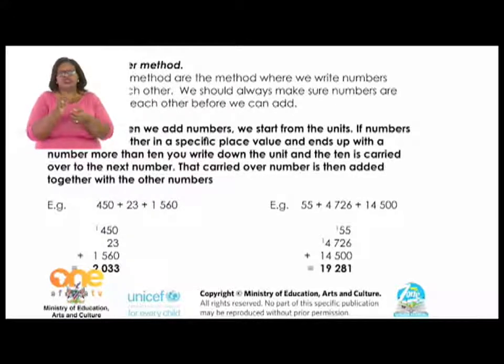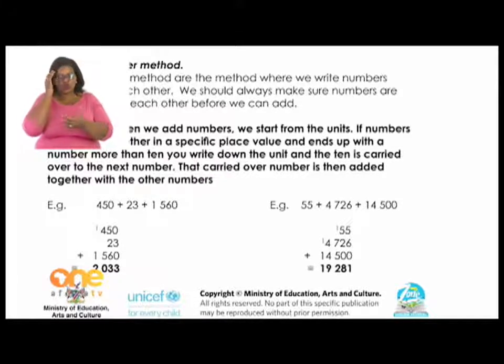Here, let's go to remember. When we add numbers, we start from the units. This is after we've written down our numbers neatly underneath each other. If the numbers added together in a specific place value end up with a number more than 10, then you write the unit and the 10 is carried over to the next number. That carried over number is then added together with the other numbers. Now let's do a few examples to see what we've just read.